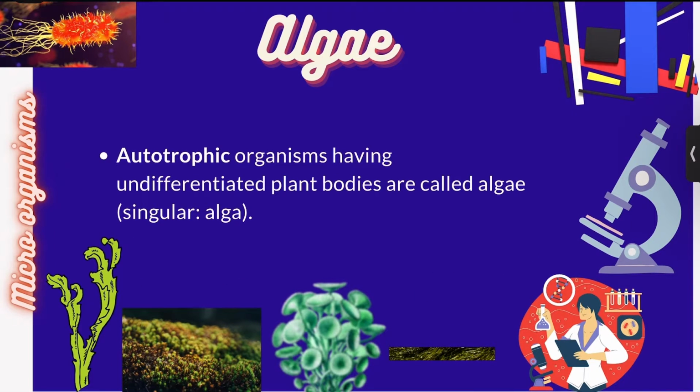The next division, classification, is algae. Algae, singularly called alga, are autotrophic organisms. Autotrophic organism means an organism which can prepare its own food. So algae can prepare its own food. It has chlorophyll. It can undergo the photosynthesis process. So this plant undergoes photosynthesis.